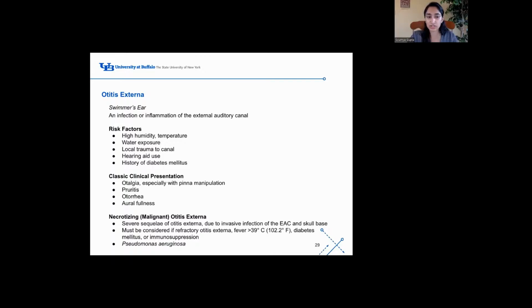And then there is also a severe sequela of this called necrotizing otitis externa. It used to be called malignant, but that's kind of a misnomer. And this occurs due to invasive infection of the EAC and the skull base. So you have to consider this if there's refractory otitis externa, if they have a fever over 102.2 degrees, if they have diabetes or immunosuppression. And oftentimes Pseudomonas is the cause.